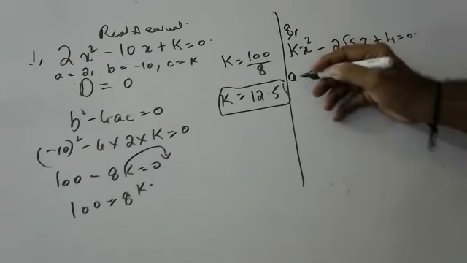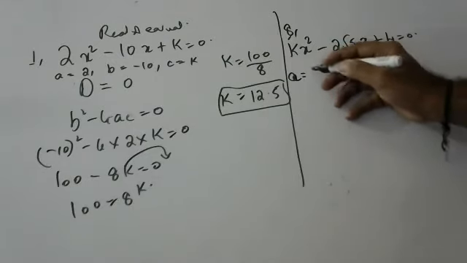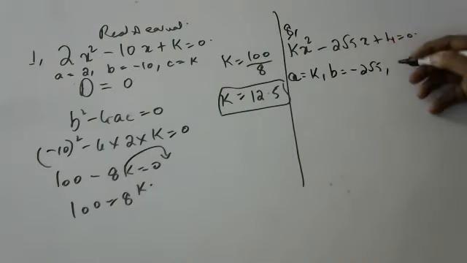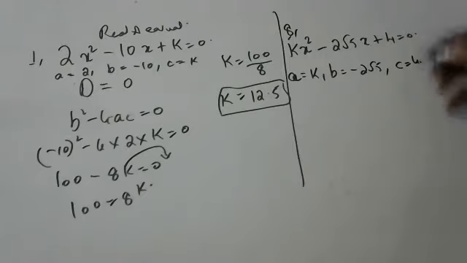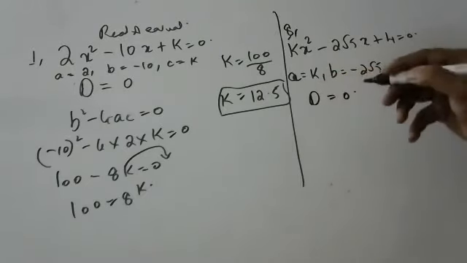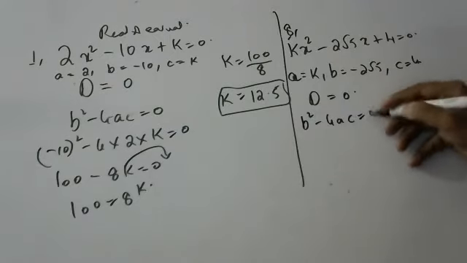Yes, sir. Tell me, A is equal to? A is equal to k. B is equal to? B is equal to minus 2 root 5. Okay. C is equal to 4. And the condition is real and equal. Real and equal means D is equal to 0. Okay, b square minus 4ac is equal to 0.